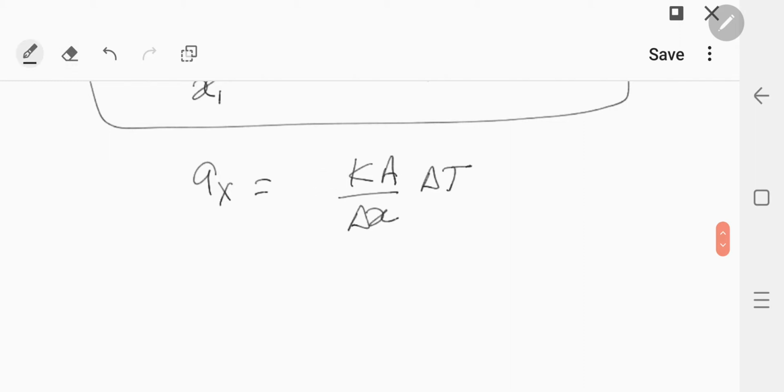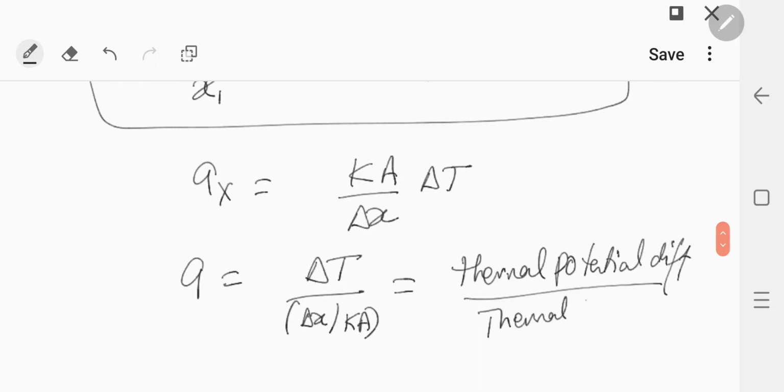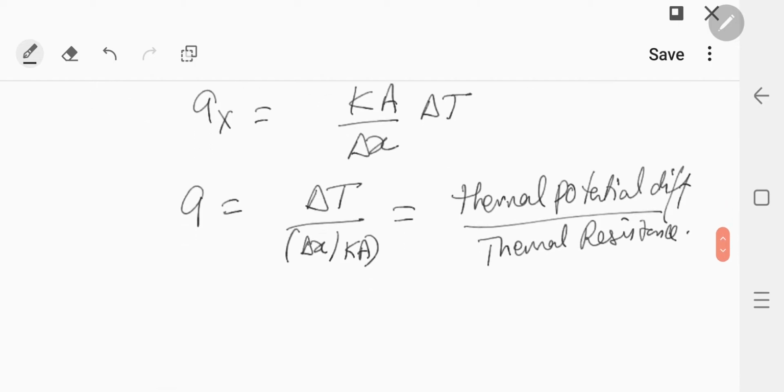So let me remove this thing. So can it be written as Q equal to delta T upon delta x by Ka? So this is basically your thermal potential difference by thermal resistance. So delta T is the driving force, that is the thermal potential difference, and delta x by Ka is the thermal resistance, the resistance to the heat transfer. So from here we can have the definition of thermal resistance.